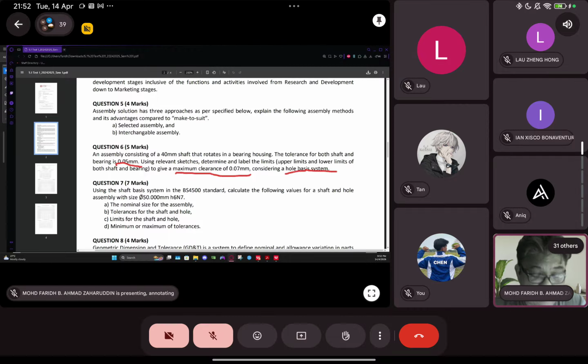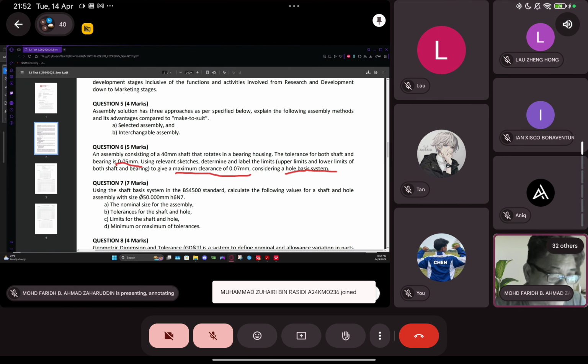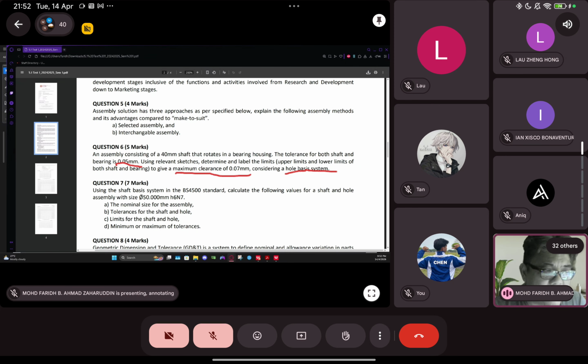Alright, guys. Anyone? What is the upper limit and lower limit for both shaft and bearings? That is the only answer that we need. What is the upper limit for shaft? And what is the upper limit and lower limit for holes? Anyone?